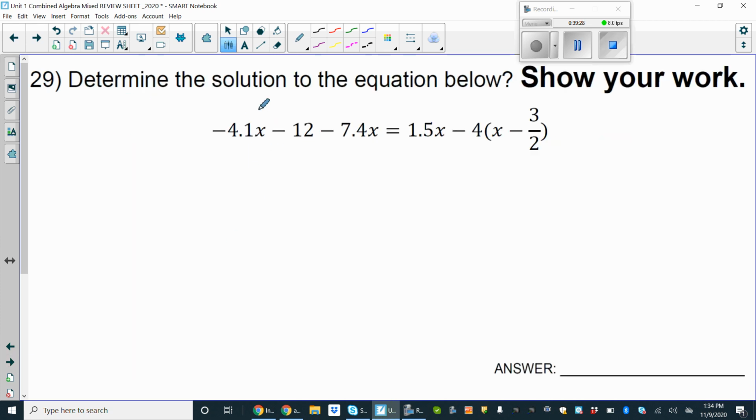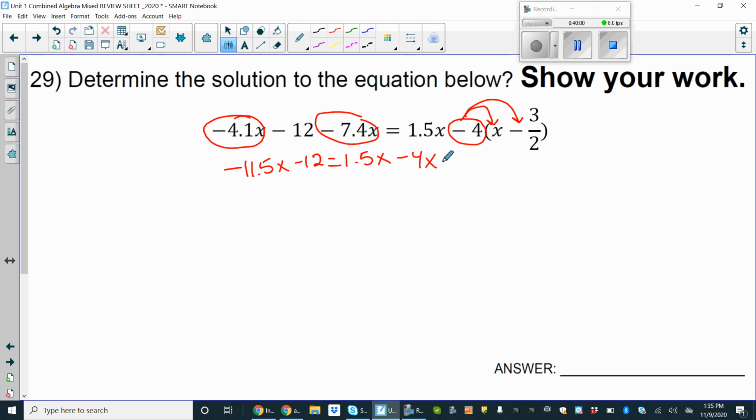Here we have to solve and determine the solution to the equation below. On this side we have 3 terms, so we need to combine a negative 4.1x and a negative 7.4x. When we combine them, we get negative 11.5x minus 12 equals, we have 1.5x we're going to leave alone, but we are going to distribute this negative 4 times x and then negative 4 times the negative 3 halves. Negative 4 times x is negative 4x, and negative 4 times negative 3 over 2 is positive 6.